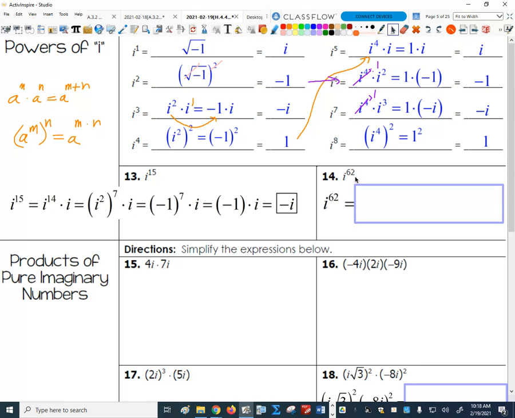What about i to the 62? Well, that's even. I could just write that as i squared to the 31, couldn't I? Because if I take a power to a power, I multiply the exponents, so 2 times 31 is 62. So this is just equal to -1 to the 31. A -1 to an odd power is -1. -1 to an even power is 1. Okay? Tricky, huh?